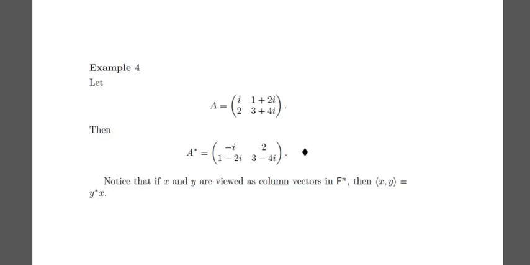For example, if you have this matrix A with entries i, 1 plus 2i, 2, 3 plus 4i, we take the conjugate and transpose. So A star will have minus i, and now 1 plus 2i will come at the second row, first column position, so it becomes 1 minus 2i. Conjugate of 2 is 2. And the last one, the position A22, will be the conjugate of 3 plus 4i, which is 3 minus 4i.